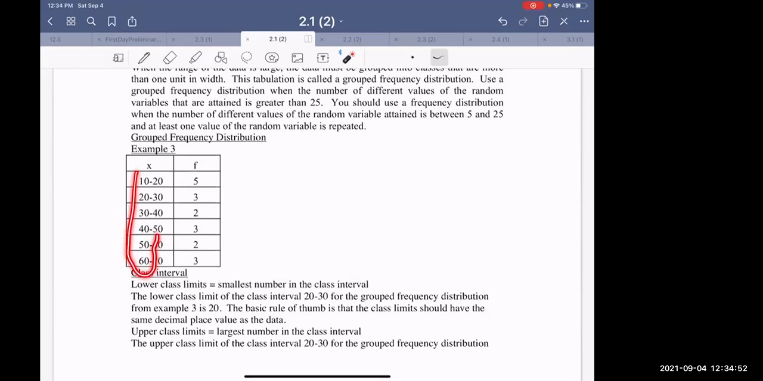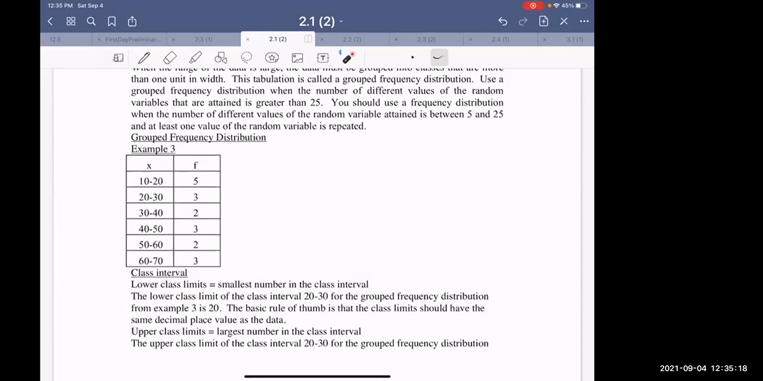The smallest numbers here are called the lower class limits. So the lower class limits are the smallest number in the class intervals. So for the class 20 to 30, the lower class limit is 20. Okay.